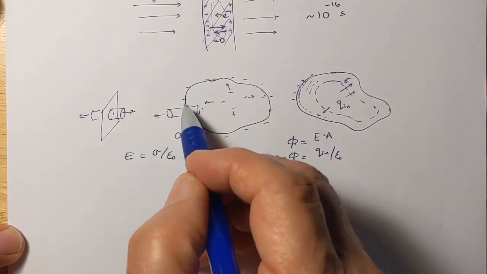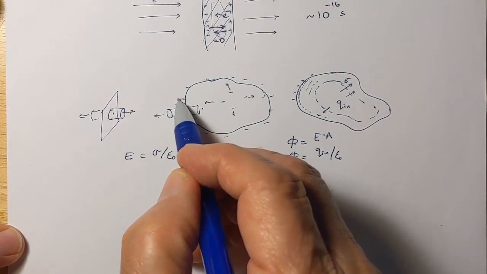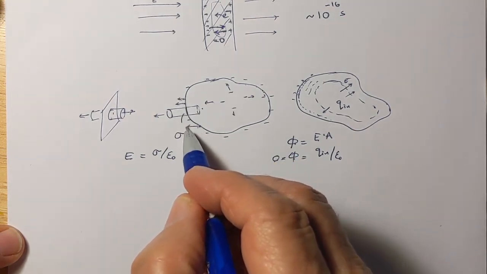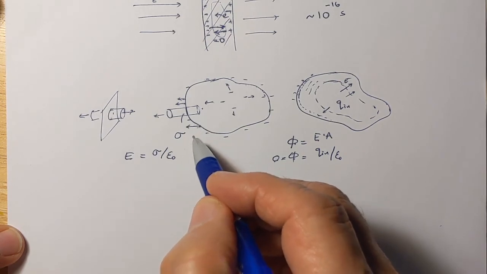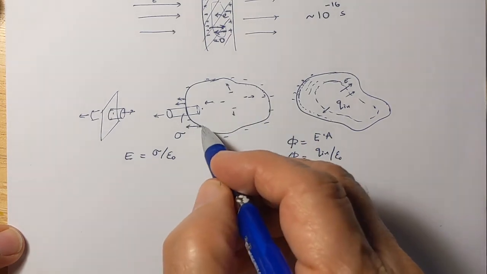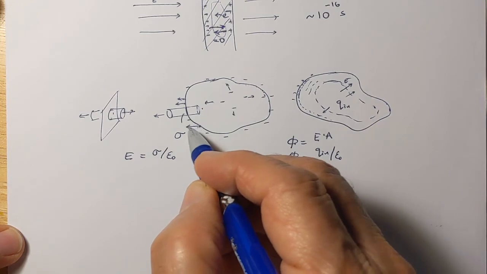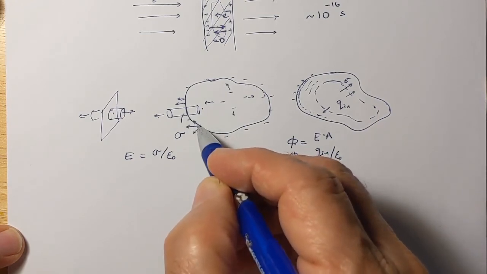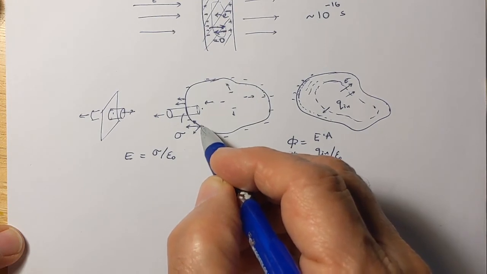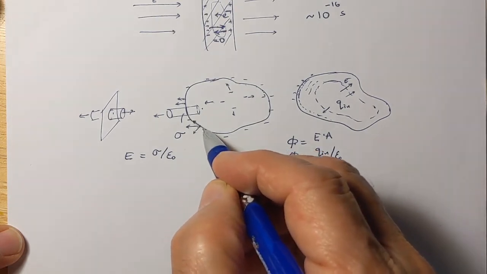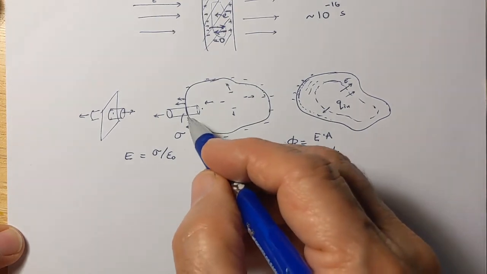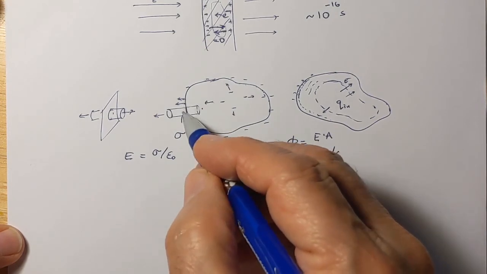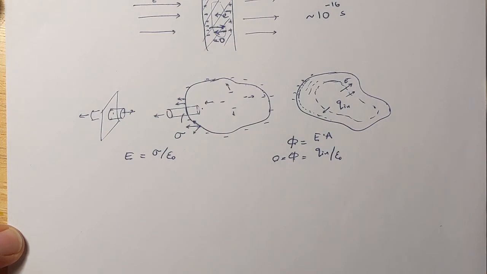And of course, the electric field has to be perpendicular to the surface at every point, because if it's not perpendicular, there'll be a perpendicular component and a parallel component, and that parallel component will cause the charges to start moving in this direction, and they will move until enough have accumulated on the other side so that the electric field becomes zero.